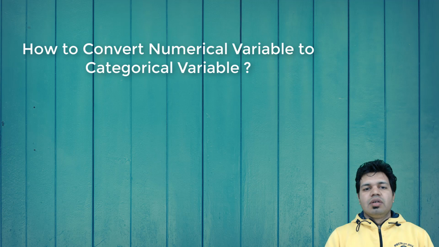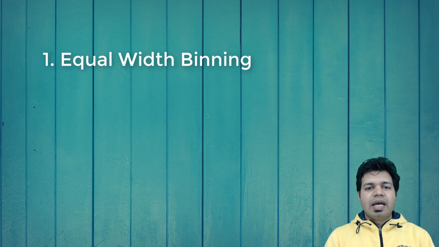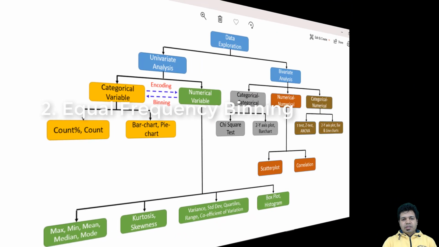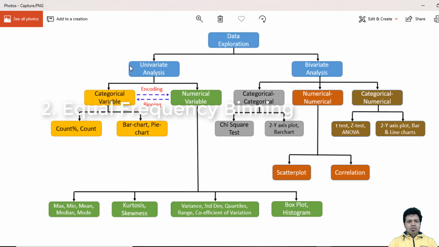Hello folks. So in this video I'm going to cover how to convert numerical variables into categorical variables using a method called binning or discretization. I will be covering two types of binning methods in this video. One is equal width binning and another one is equal frequency binning. So let's revisit the diagram which I created.